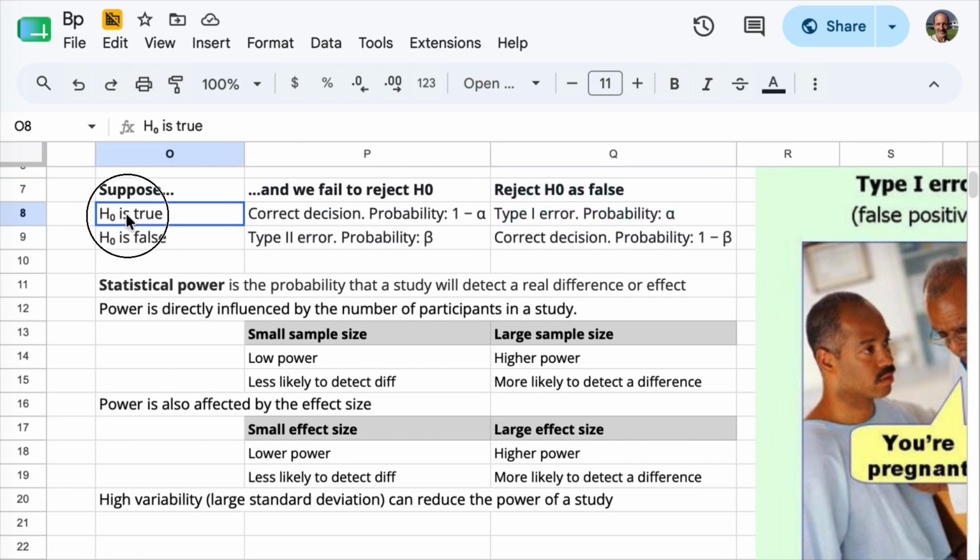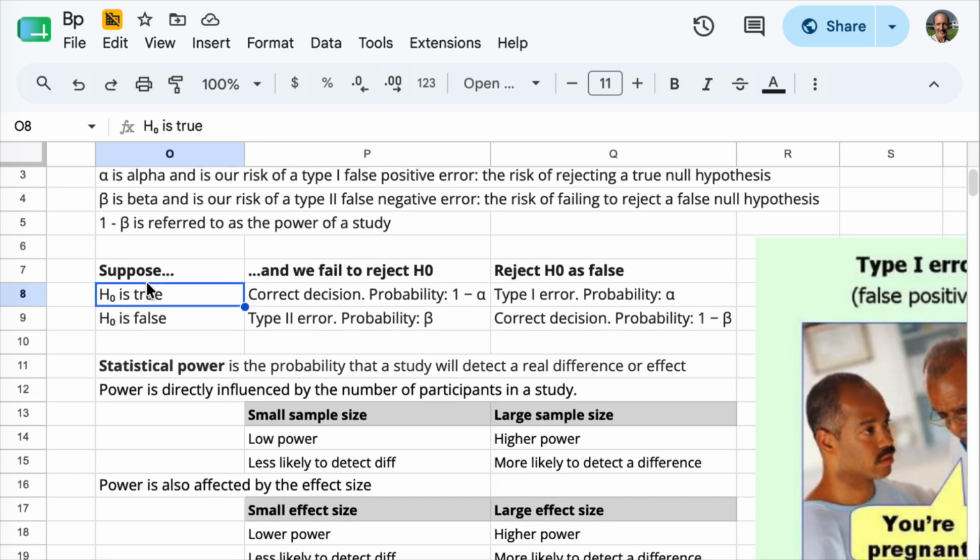So if the null hypothesis is true, there's no difference, and we leave it alone, we fail to reject it, that's the fancy way we say it in statistics, that's the right decision. If we reject it, we've committed a type 1 error. We've done a false positive error. We've rejected the null hypothesis of no difference when we shouldn't have. And that probability is alpha.